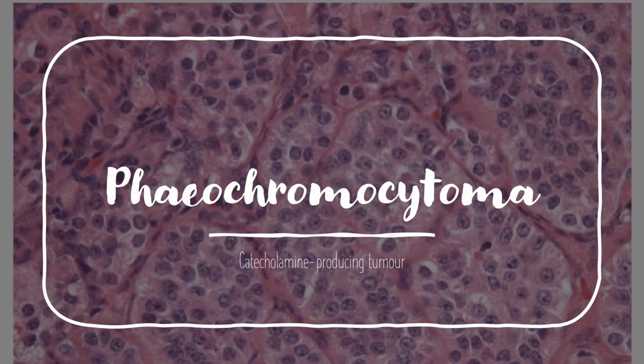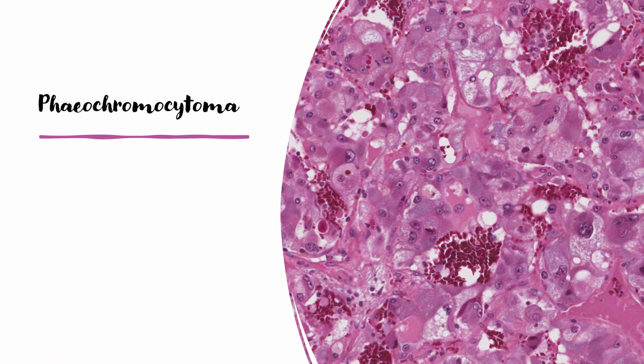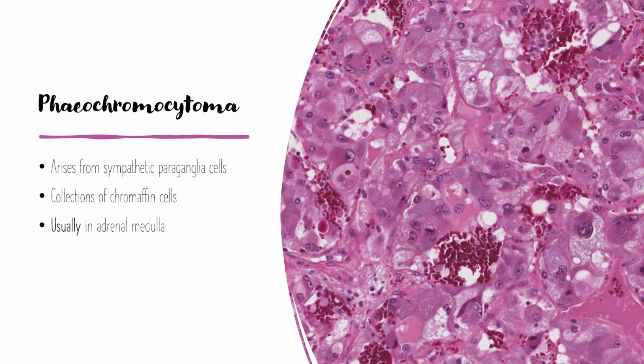Now this is a completely separate condition. It's not hyperaldosteronism. This is called a phaeochromocytoma and is instead a catecholamine-producing tumour. Phaeochromocytomas arise from sympathetic paraganglia cells and are collections of chromaffin cells, so these are involved in producing adrenaline and noradrenaline. Usually these cells are found in the adrenal medulla, but they can occur elsewhere. However, extra-adrenal tumours are pretty rare.